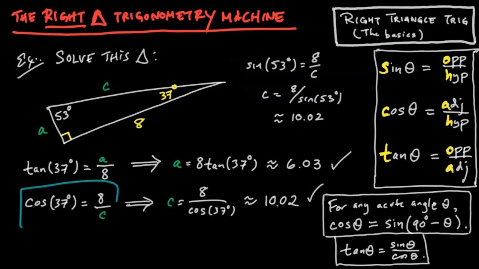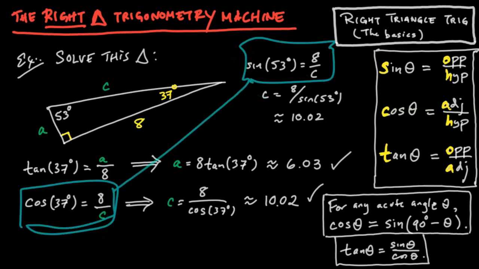Hey, but you know what? Look at these two equations we set up to solve the problem. Notice that the right-hand sides are the same in both cases, 8 over C. But look at the left-hand sides. Cosine of 37 and sine of 53. They look different, but are they really? No, they are not, because you know why cosine is called cosine. Cosine of 37 degrees is sine of 53 degrees, because cosine of an angle is the sine of its complement.